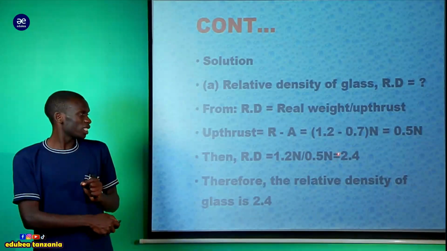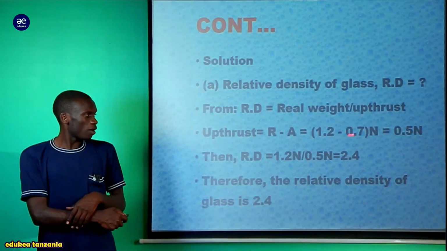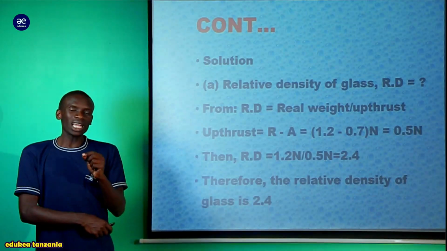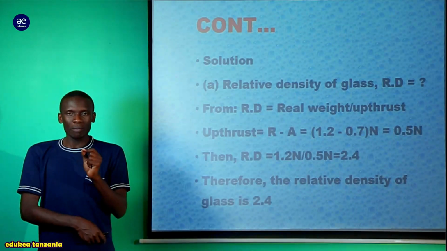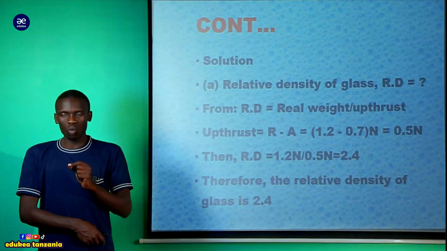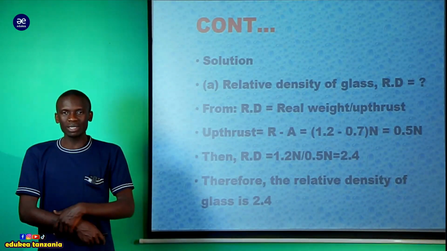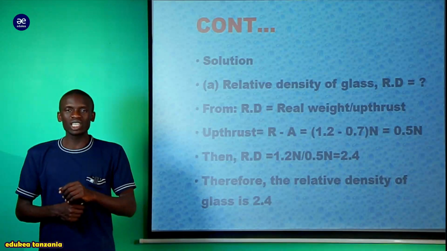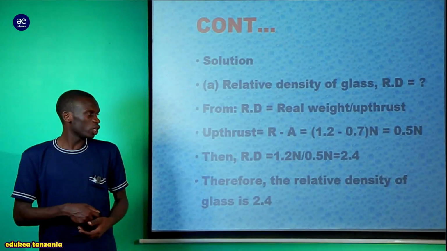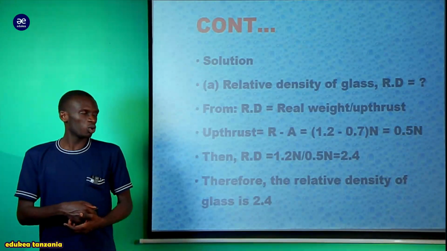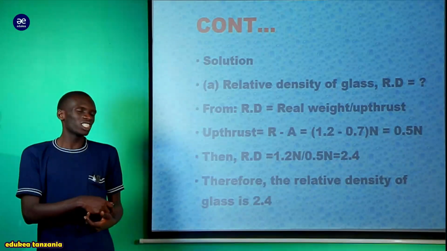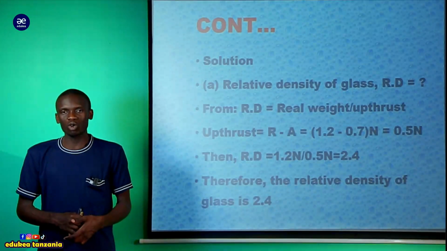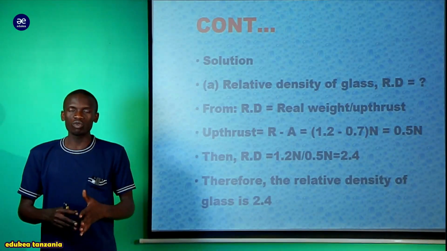So to get the density of glass, you take 2.4, which is the relative density, times 1 gram per centimeter cubed. You will get the density of the substance. That will be 2.4 gram per centimeter cubed. So it's a matter of adding the SI unit here. That will be the density of the glass.